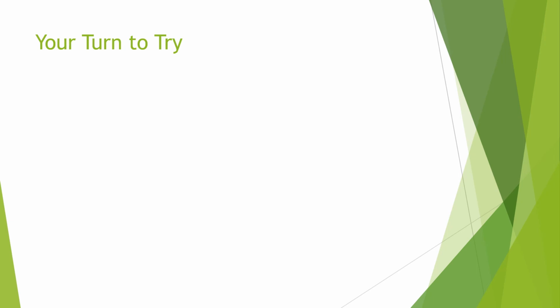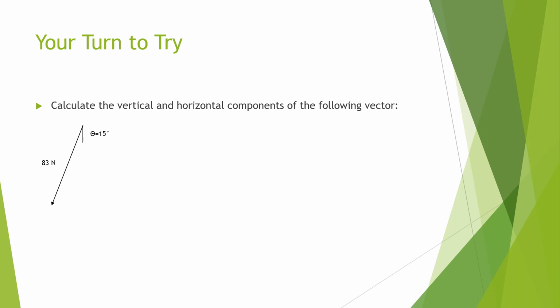Now it's your turn to try. We're going to again calculate the vertical and the horizontal components of the following vector. Here is the vector we're going to calculate. Now this one, I am going to point out really quickly, the angle we're referencing is this angle right in here. Pause the video here, give this a shot, and see what you can come up with.